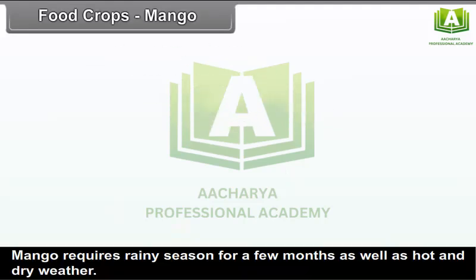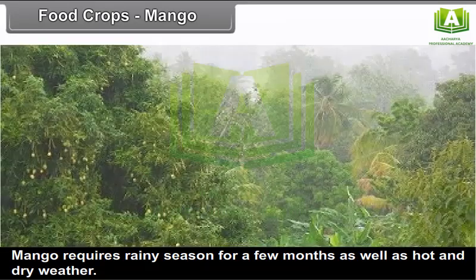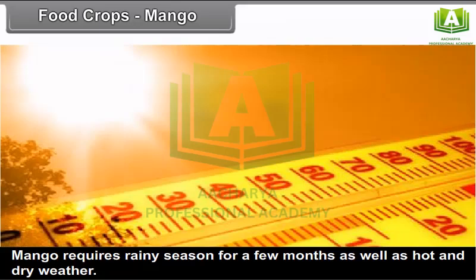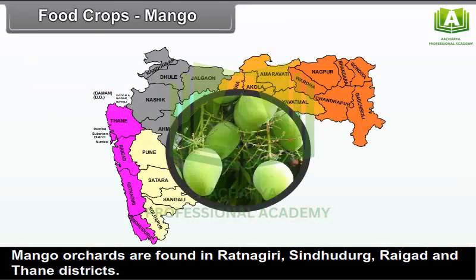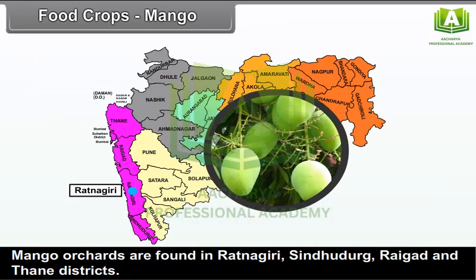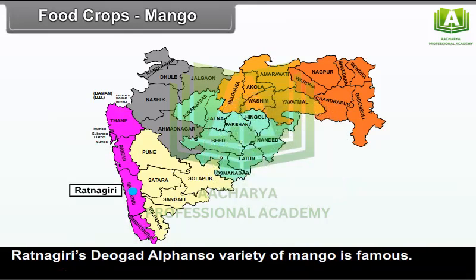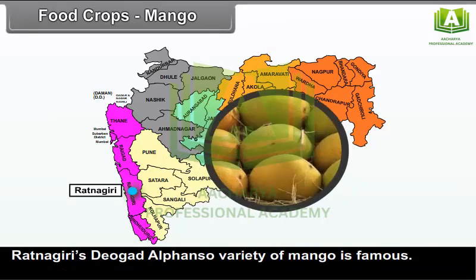Mango. Mango requires rainy season for a few months as well as hot and dry weather. Mango orchards are found in Ratnagiri, Sindhudurg, Raigad and Thane districts. Ratnagiri's Devgad Alfonso variety of mango is famous.